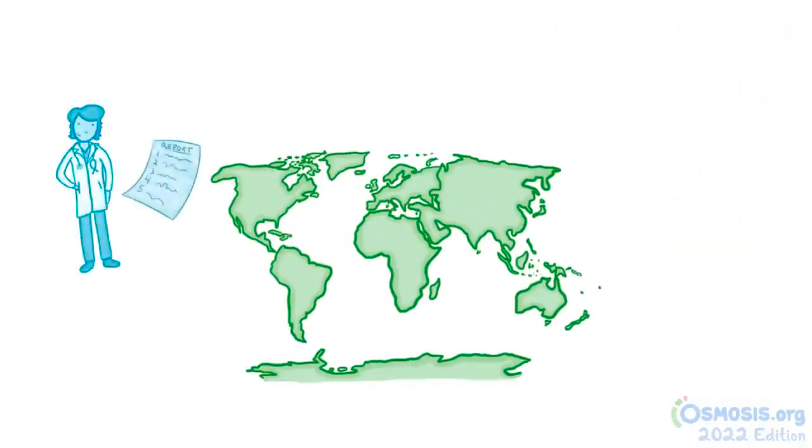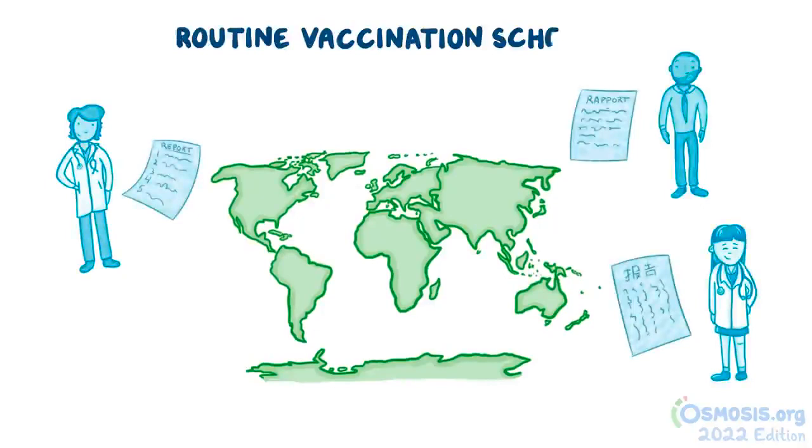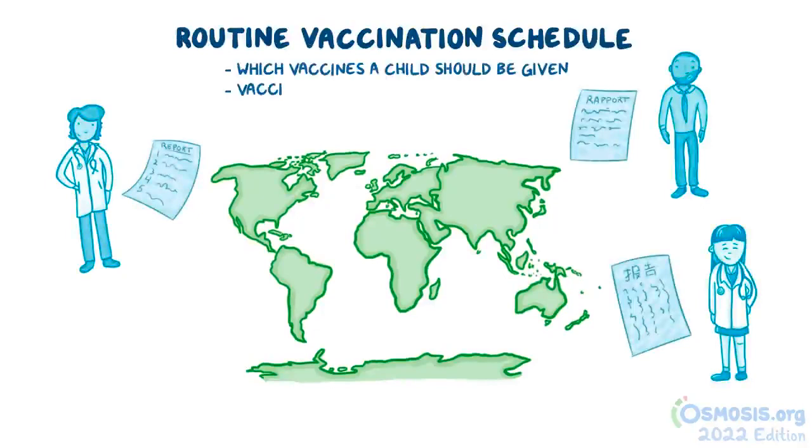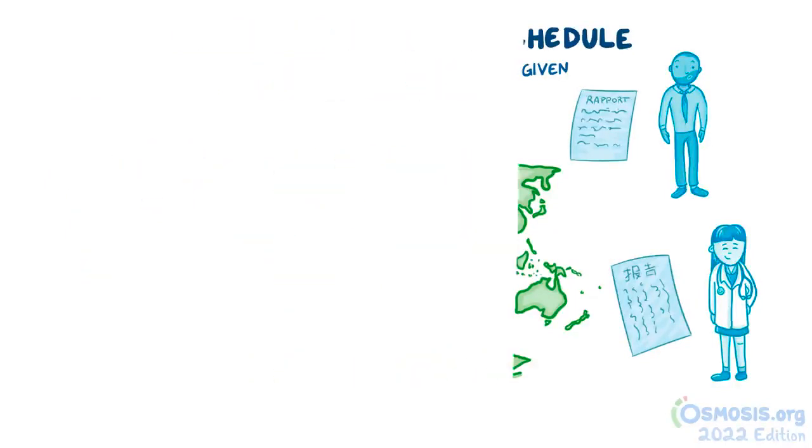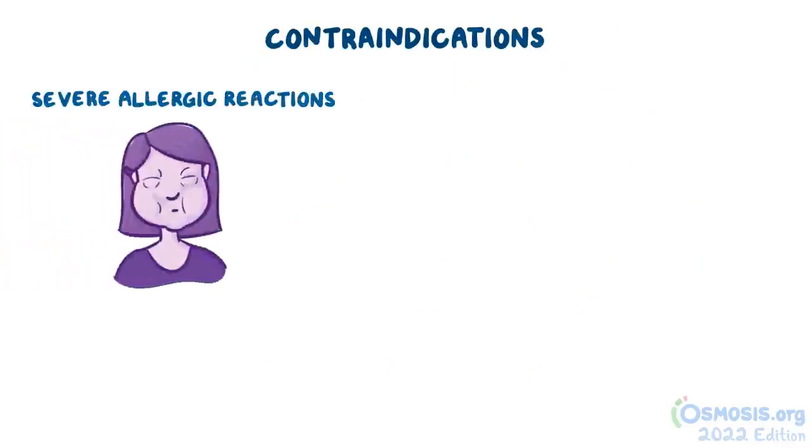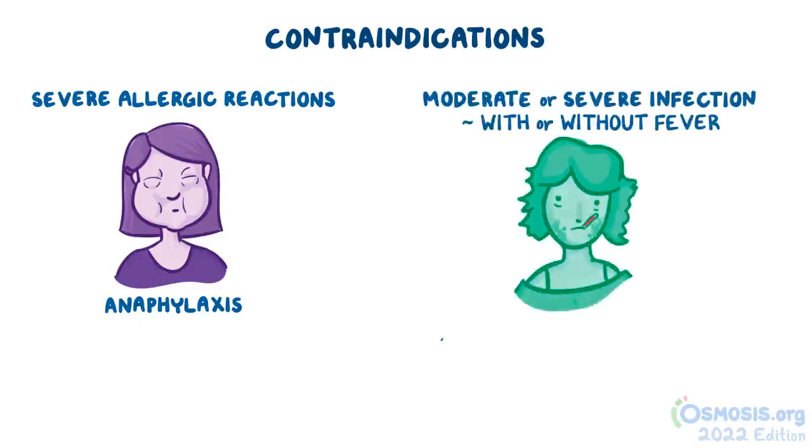Every year, each country publishes a routine vaccination schedule that includes which vaccines a child should be given depending on their age, as well as vaccine contraindications. One contraindication for all vaccines is having a severe allergic reaction like anaphylaxis when given a previous dose of vaccine, or having that sort of reaction to any vaccine component. Another one is having a moderate or severe infection with or without fever, and that doesn't include having a mild upper respiratory tract infection.